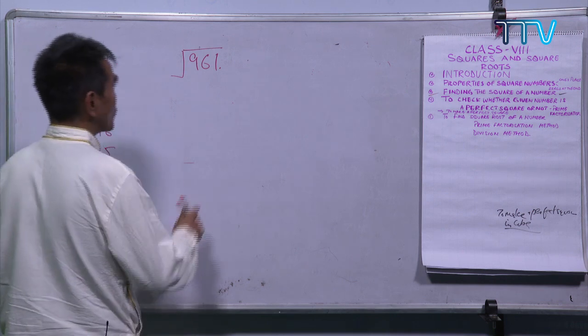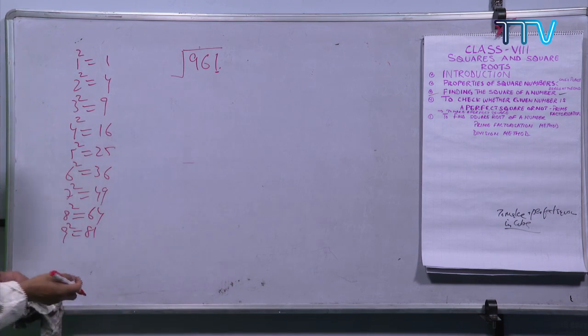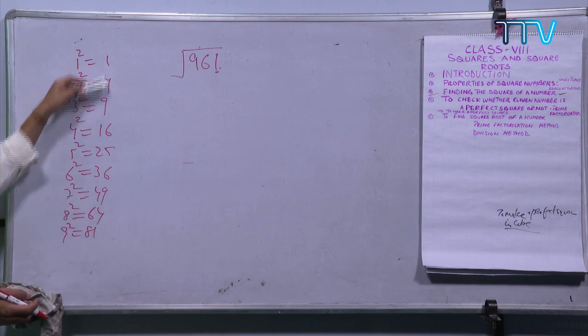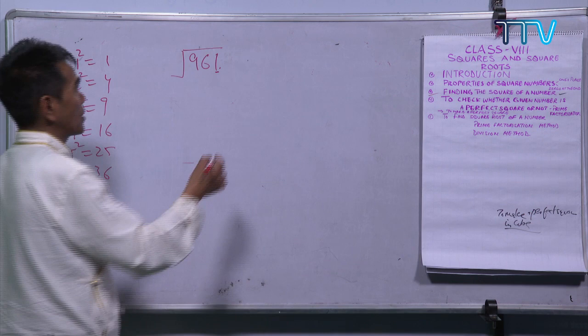First, you look at the unit place of this number. The unit place is 1. If the unit place is 1, the answer's unit place is either 1 or 9.